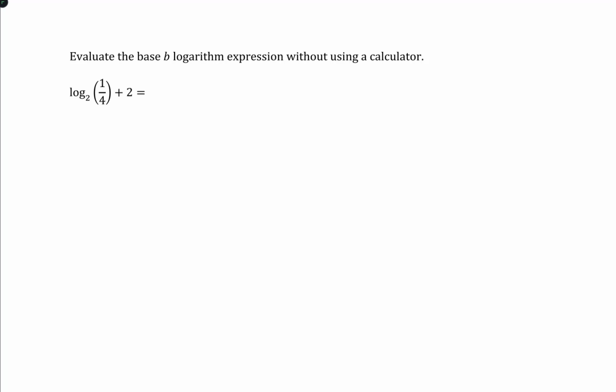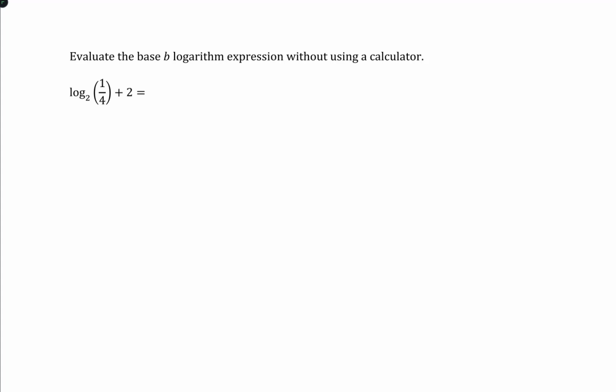Evaluate the base b logarithm without using a calculator. So we have lots of properties of logarithms that we can work with, and also properties of exponentials, which can come into play as well. Let's see what we can do with this. See if we can come up with a result without using a calculator at all.